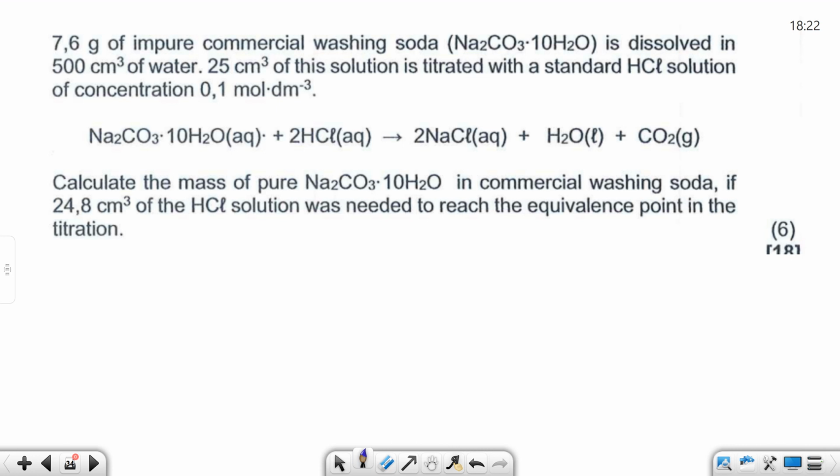It's dissolved in 500 cm³. Please, people, we don't work in cm³. It's dm³, right? So what do we have? We divide by 1,000. 25 cm³, again, there's a problem. It's 0.25 dm³. I just like to work in dm³. Of this solution is titrated with a standard hydro. Please, you will be tested here. Define a standard solution. A solution of known concentration.